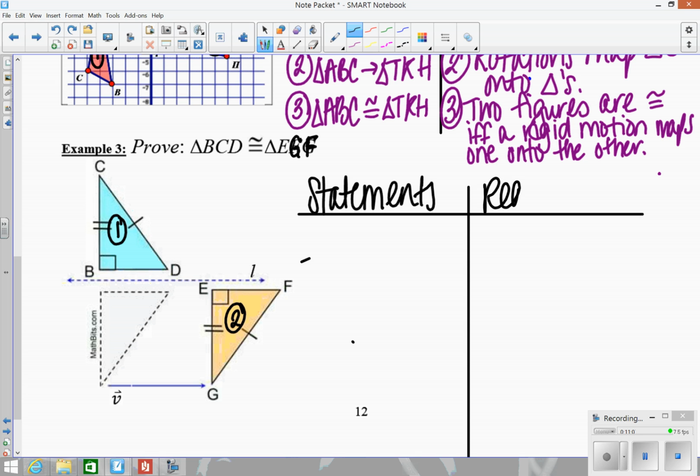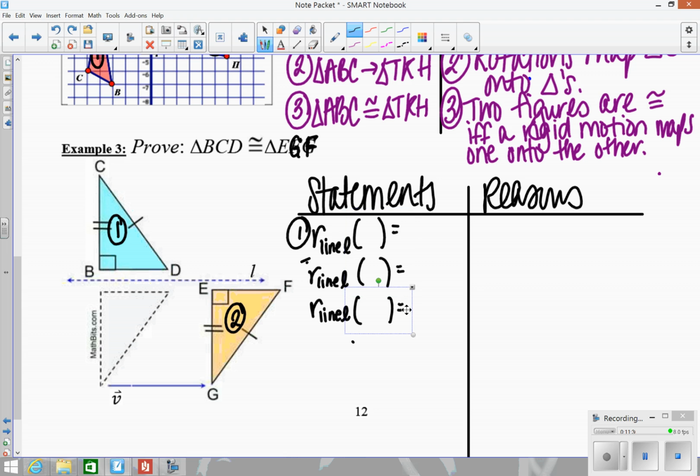So you have your statements, reasons. So the first thing is going to be, how did I get from triangle 1 down to this dotted line triangle? Because you have to flip it first before you can translate it. So step 1 is going to be the reflection. So I'm going to reflect over line L. So notice the subscript here says line L because that's what I'm reflecting over. And I gotta identify my inputs and then my outputs from that.